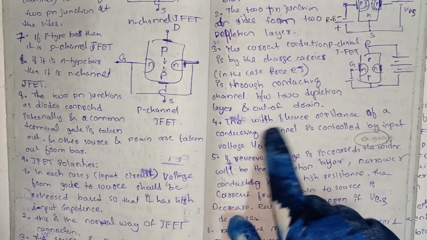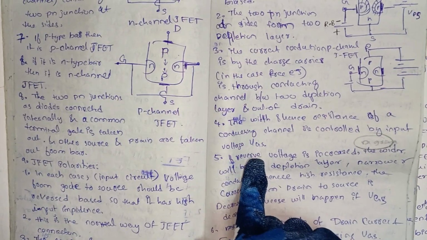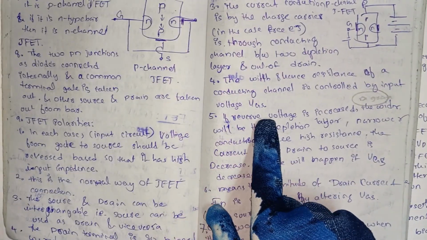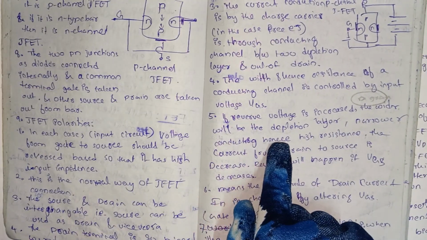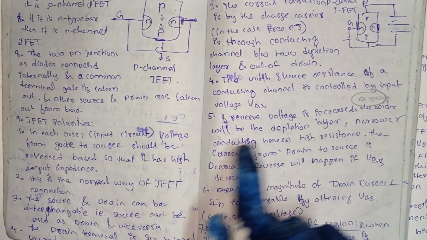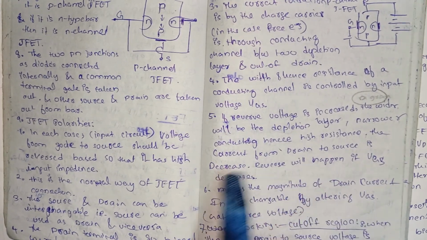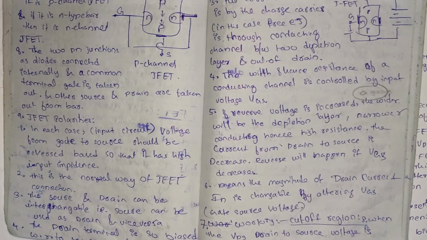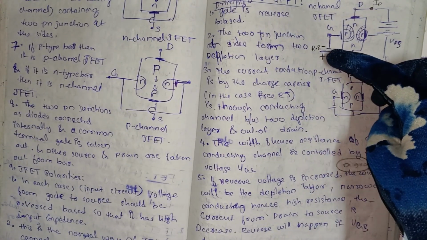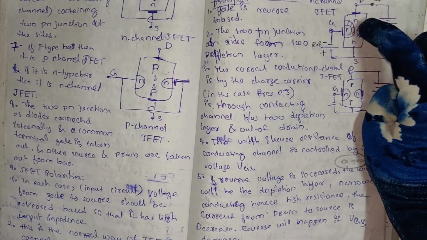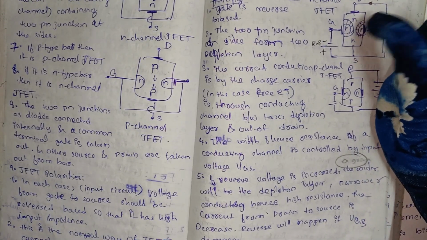The width, and hence the resistance, of the conducting channel is controlled by the input voltage VGS. If the reverse voltage is increased, the wider will be the depletion layer and the narrower the conducting channel, hence high resistance. The current from drain to source decreases. The reverse will happen if VGS decreases. So here the VGS is increasing, so the wider will be the depletion region.